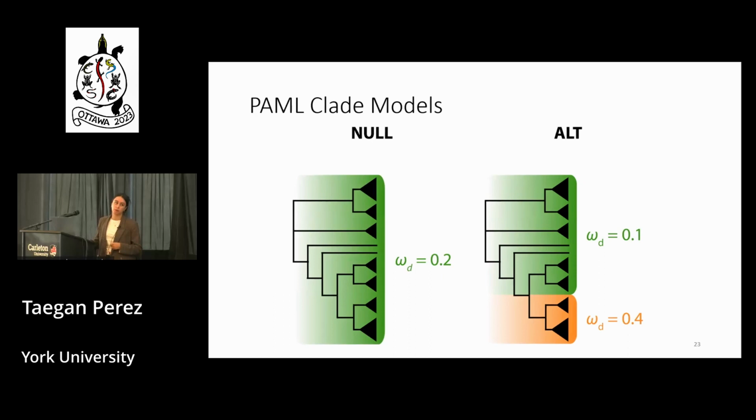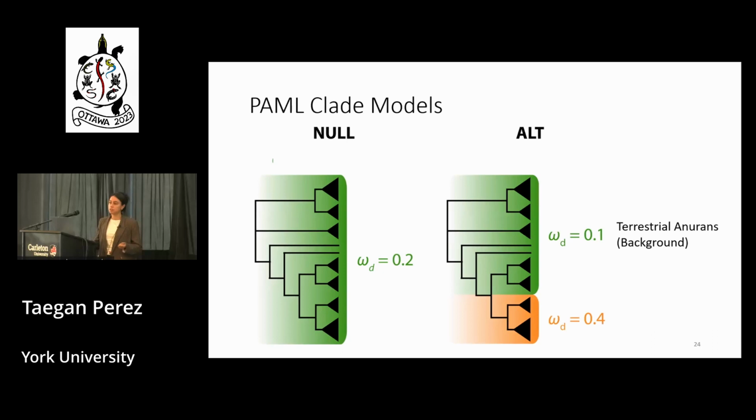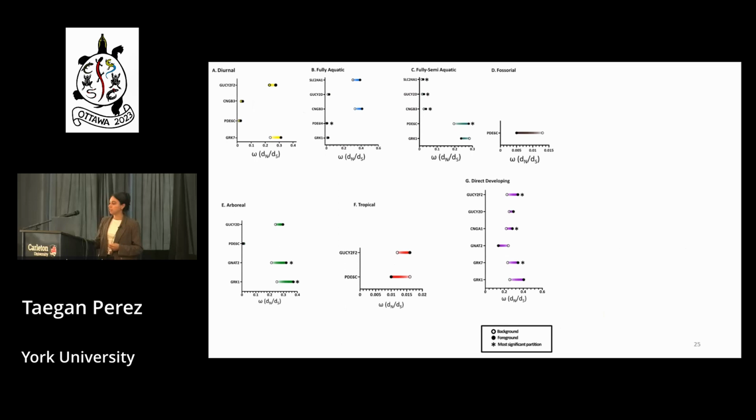If we wanted to look at this in anurans, we might want to test terrestrial anurans, which we would call our background, against aquatic anurans, our foreground. The clade models will tell us if there's a significant difference between the omega values in these two groups, which is exactly what we did. We looked at this for seven different partitions that we identified as being potentially important in anurans. I don't have time to talk about all of them. Hopefully I have enough time to talk a little bit about one of them, the direct developing anurans.